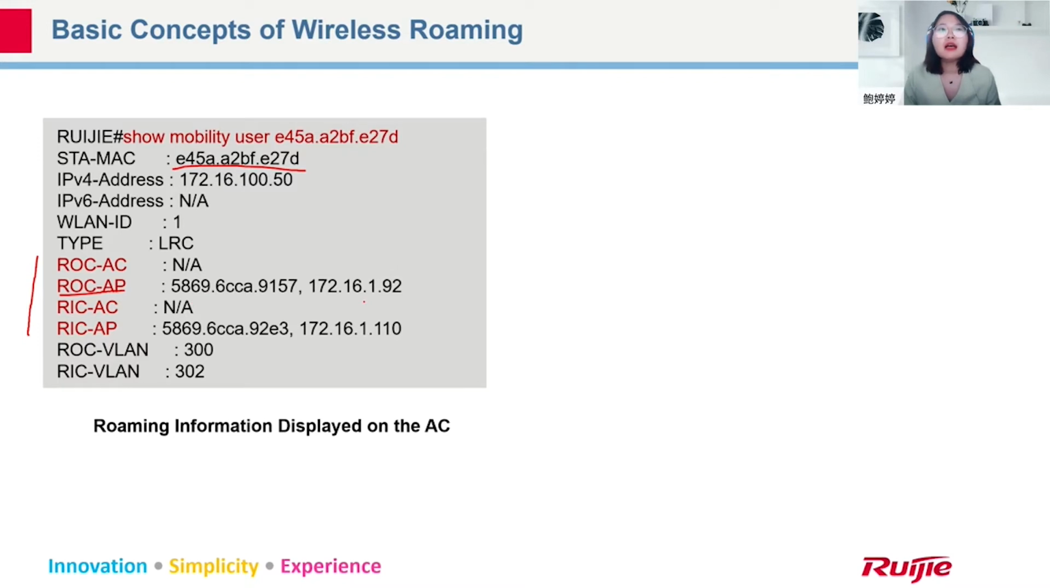Okay. And about the AP information, we will find the out AP and the in AP, the MAC address is different. That means we are ready to finish the roaming from the out to in, from the MAC address of 9156 to 92E3 to get a new connection. So there is a roaming information displayed on the AC.